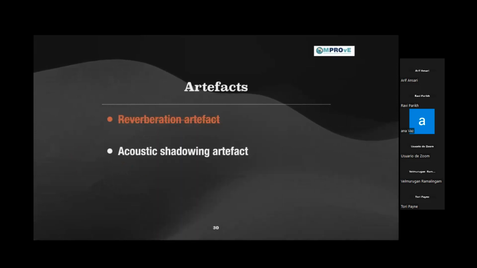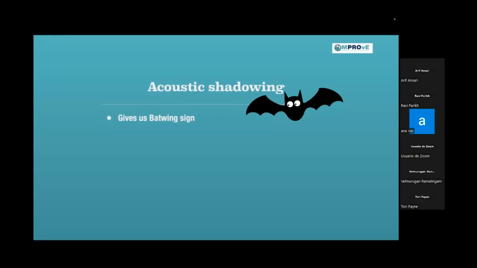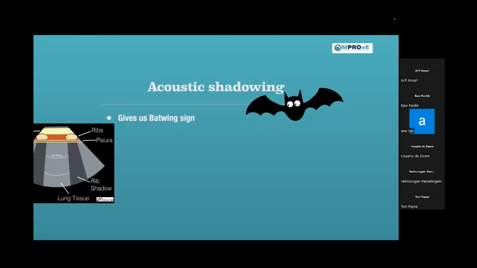Right. Let's talk about the acoustic shadowing artifact. I have put some color in here for you guys now. We're tired of seeing the black and white. So acoustic shadowing gives us a bat wing sign. So why bat wing sign? Again, guys, stretch your imagination. Try to find the bat on the picture.